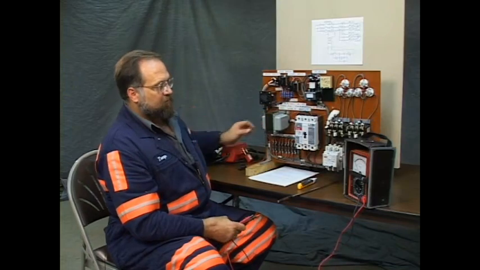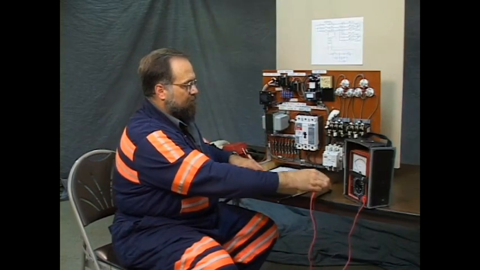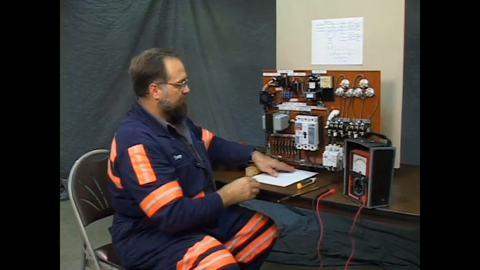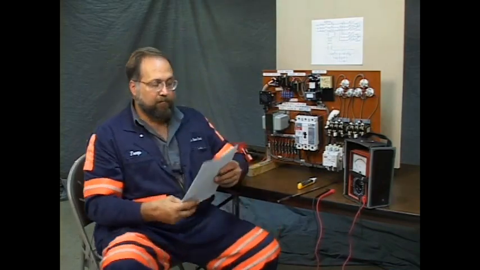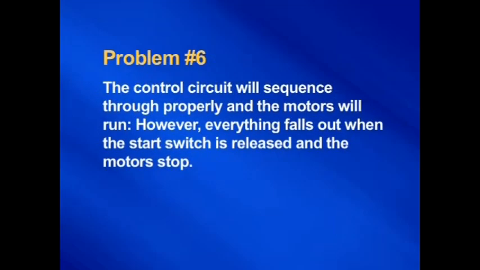That would conclude your test and be sure that you're done, sure that you found the problem. To complete the examination, the apprentice would need to write a written answer for his problem: the control lead is broken between the transformer secondary terminal, which is X1, and the line side of the F6 control fuse. That's it. Problem number 6.